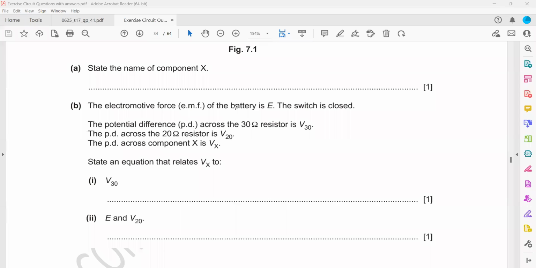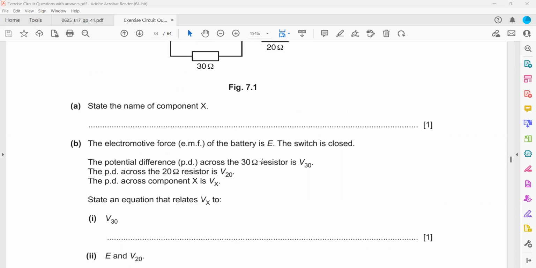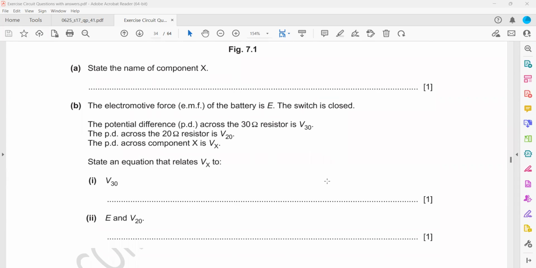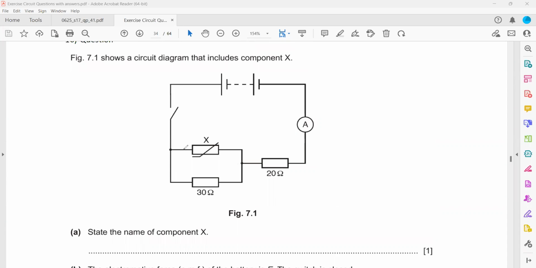The electromotive force, EMF, of a battery is E. The switch is closed. The potential across the 30 ohm is V30 and the potential across the 20 is V20. The potential across X is Vx. State the equation which relates V30. Look, they said the voltage here is V30 and the voltage here is V20. What is the equation? And the voltage here is Vx.